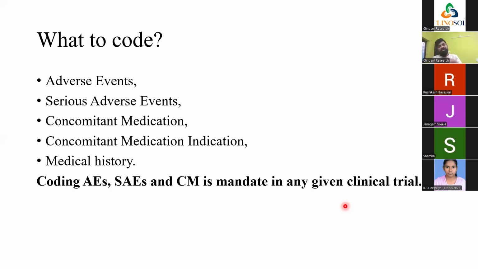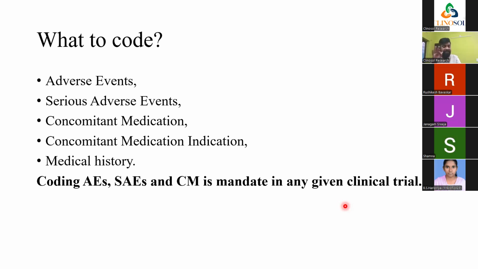And what is to be coded? We have said what coding is, why coding helps, and what should be coded. All this terminology has to be coded, including adverse events, serious adverse events, concomitant medications, indications and medical histories. Sometimes previous histories or previous concomitant medications can also be coded. So this is about medical coding, what is to be coded.